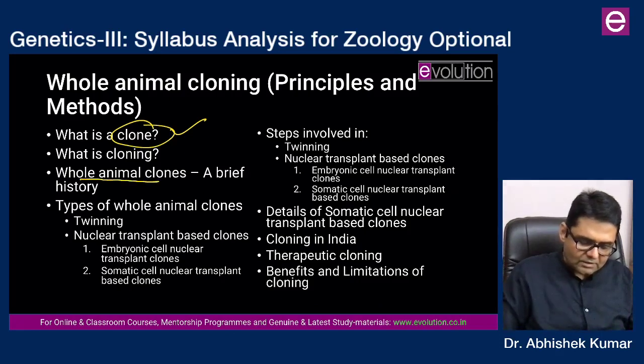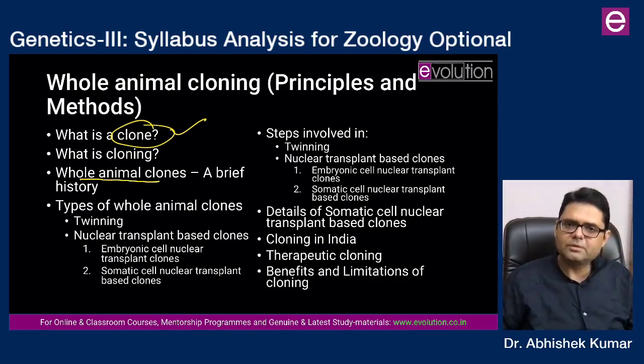So after that, for whole animal clones, you need to know a brief history, how the first clone was produced, and then what were the major landmarks, what were the works of Ian Wilmut, which got worldwide attention, and which actually made cloning a hot topic. And it was actually after Ian Wilmut's experiment and development of the first somatic cell nuclear transfer based clone that made cloning come into the biological and general discourse both once again, and after that only it was added to your syllabus.